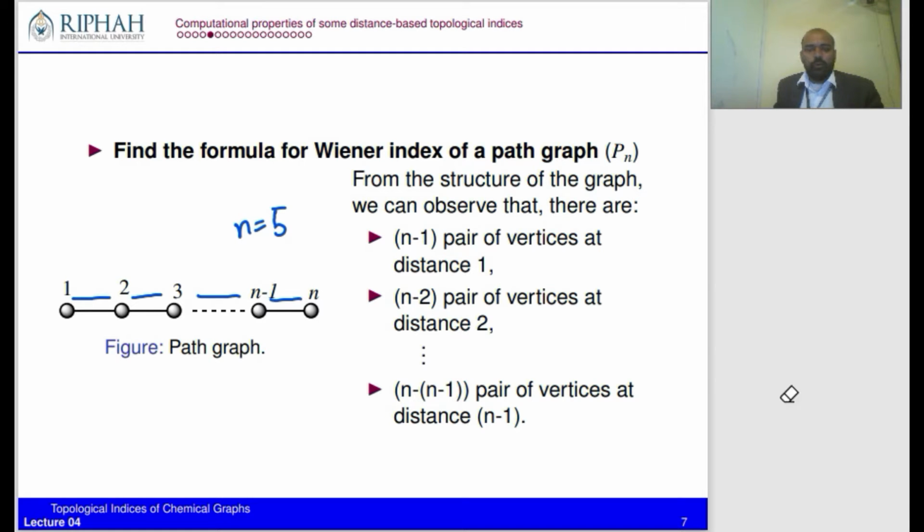Now we go to the second one, for distance 2. Here you can see this is a pair with distance 2. Here is again a pair of vertices with distance 2, and here another one. So there are 3 pairs of vertices which are at distance 2, which is exactly n minus 2.